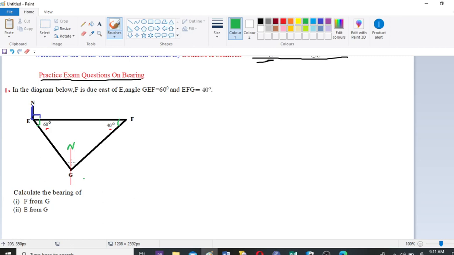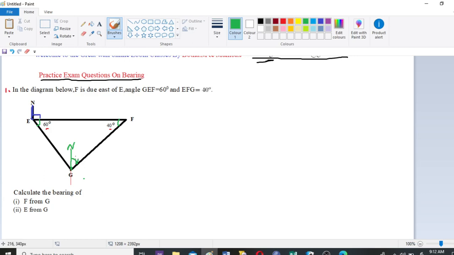Now the bearing from G, because remember when I say I am at G, my starting point is north, if you remember from the first video. So my north line is upward here. I'm going to start from this north, going to the line that stretches from G to F. That's where I'm going to end. So this is the bearing I'm looking for, the space between the lines.